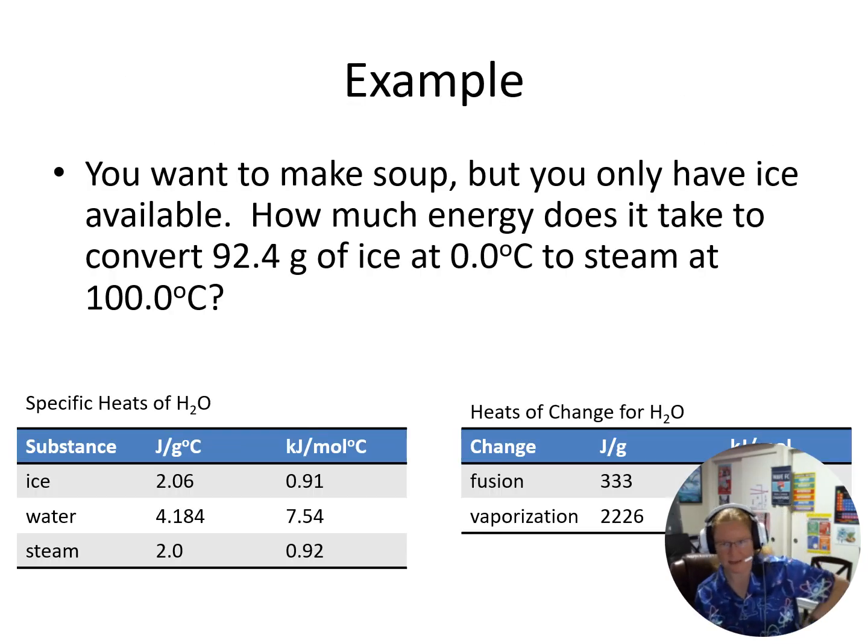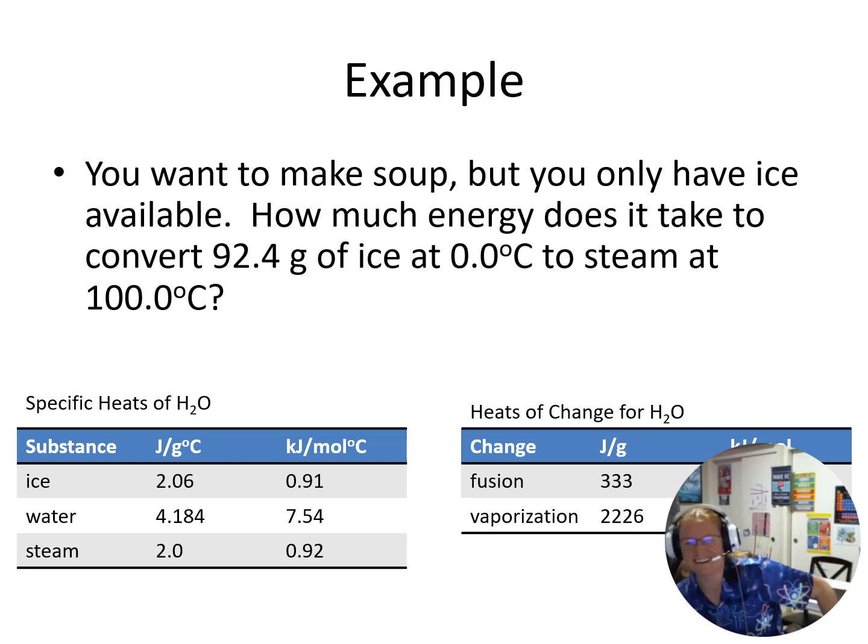Now, you want to make soup, but your water's not running. You only have some ice left in your freezer. So you want 92.4 grams of ice, and you want to heat that up to its boiling point. But then you forget about it, and you can't make your soup because you let it all go to steam. This is what my husband would do. He would start his pot of water boiling sometimes, and then he would walk away from it.